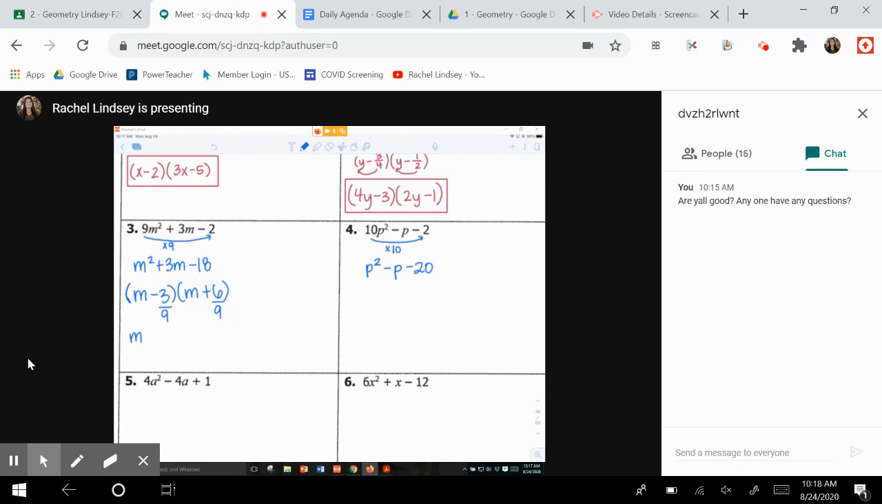What do I need to do with both of those 3's? Move them to the front. So I'm going to have 3m minus 1 times 3m plus 2.